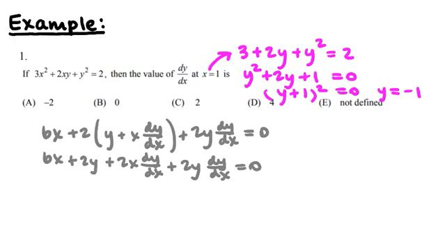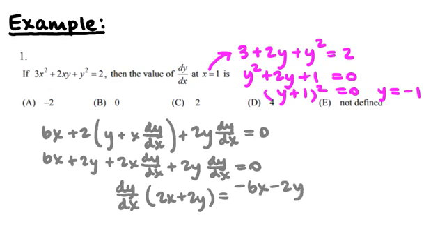Clear out everything that doesn't have a dy/dx and factor out the dy/dx. So dy/dx equals -6x minus 2y divided by 2x plus 2y. All right. And then I'm going to plug in x equals 1 and y equals -1. And I'll have, okay, -6 plus 2 is -4, divided by 2x plus 2y, which is 0. Okay, so I've got -4 divided by 0.